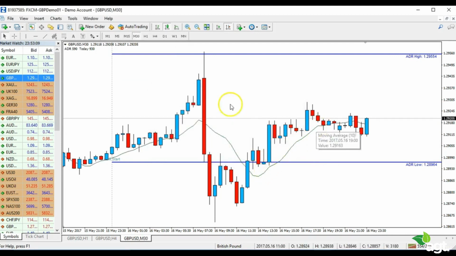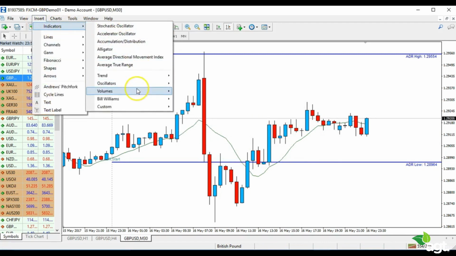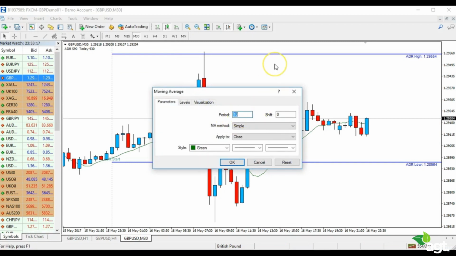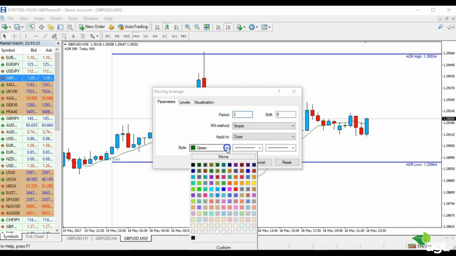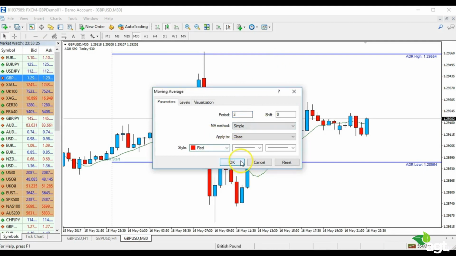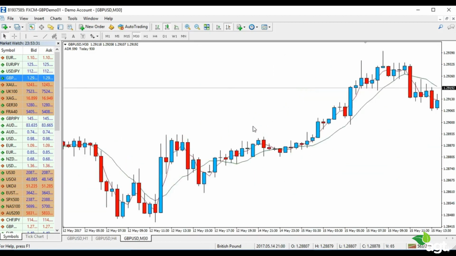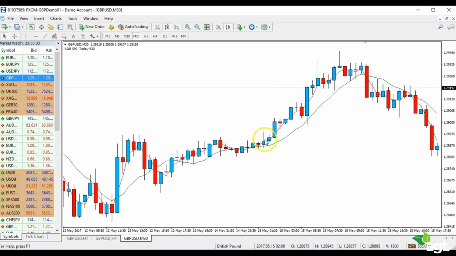So I use a 10 period green moving average, and I use a 3 period red moving average. Okay, now the reason I use these is to get a visual representation of how fast price is moving. So for example, when you see this moving average, which is a 3 simple period, when you see that these candles are moving up very, very fast, that tells you that there's a lot of energy in the market.